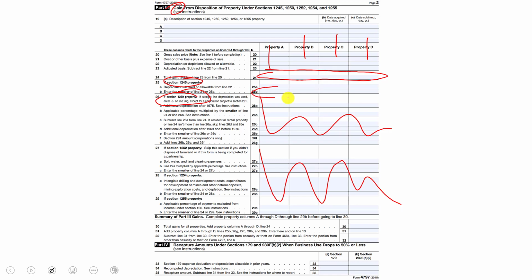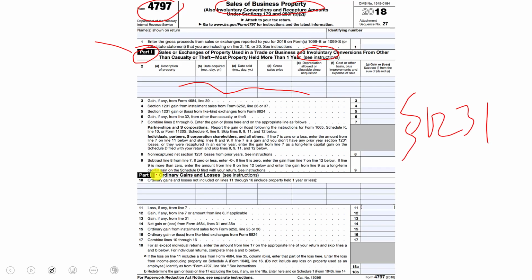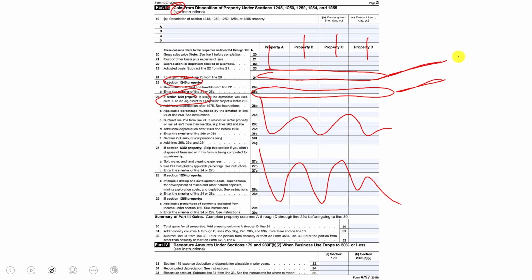So here is the possible ordinary income, and you compare that with the amount of gain. And to the extent you have 1245 recapture, you're going to turn this gain into ordinary income, reporting that down over here. Looks like it's this line here. Okay, and then any extra gain you have, and it's kind of summarized way down here, is going to go to Schedule D. Let's see if I can see that.